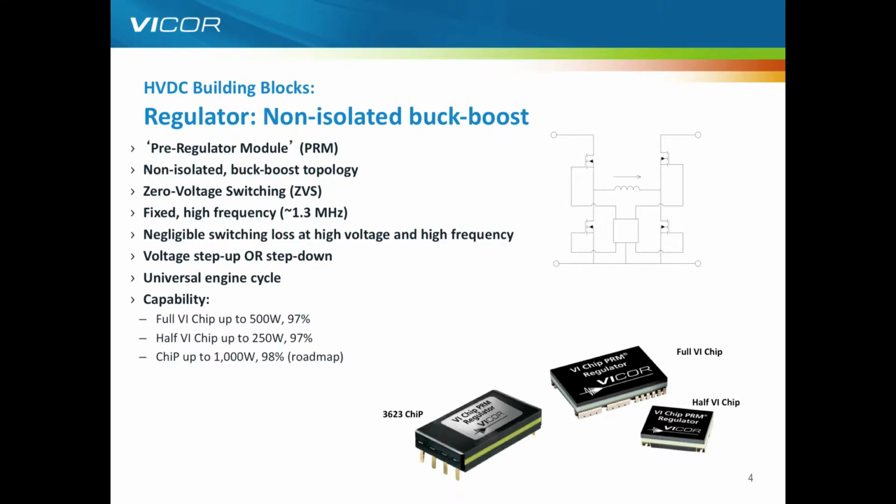In terms of products, the VI chip, full chip, that's the 1-inch area, we're now up to 500 watts in that single device as a regulator, up to 97%. Looking forward to the chip technology, we should hit 1 kilowatt in a device which is about 1.5 inches area.